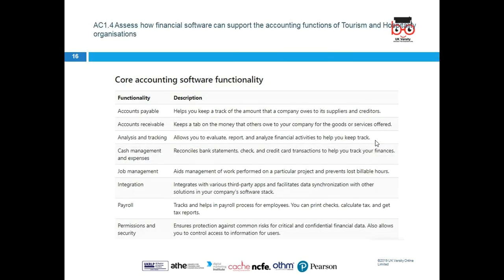Okay. Under this also come various core accounting software functionalities. We can find the information about accounts payable. Accounts payable means how many creditors we have and to whom we need to make payment. If we don't make the payment on time, these suppliers won't provide us goods and services on time. So that's why accounting software tells us how many days we have to pay.